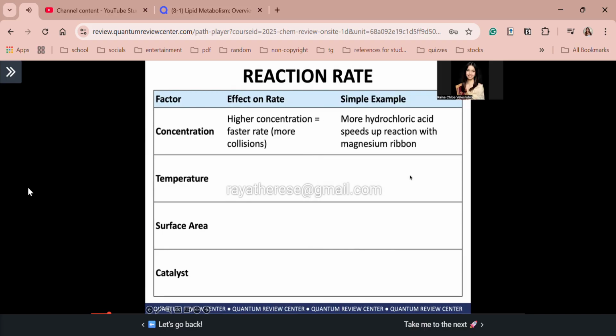So first is the concentration. So higher concentration means faster rate because there are more collisions when you have a higher concentration. So for example, okay, kapag mas marami kang concentration ng hydrochloric acid, that speeds up the reaction with magnesium ribbon. So this is a common lab experiment. Diba? Tinuturo naman ito ng high school or ng college. Diba? Very basic yan. An example of chemical kinetics and how concentration affects reaction rate.